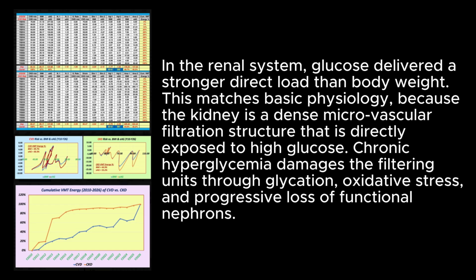In the renal system, glucose delivered a stronger direct load than body weight. This matches basic physiology. Because the kidney is a dense microvascular filtration structure that is directly exposed to high glucose, chronic hyperglycemia damages the filtering units through glycation, oxidative stress, and progressive loss of functional nephrons.